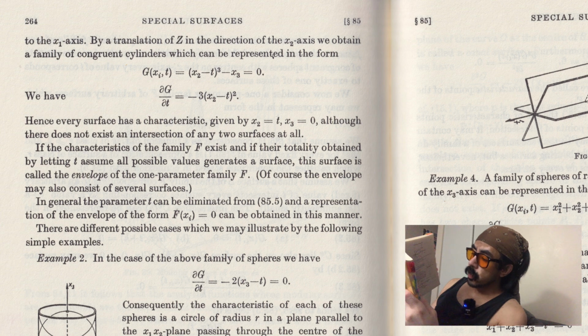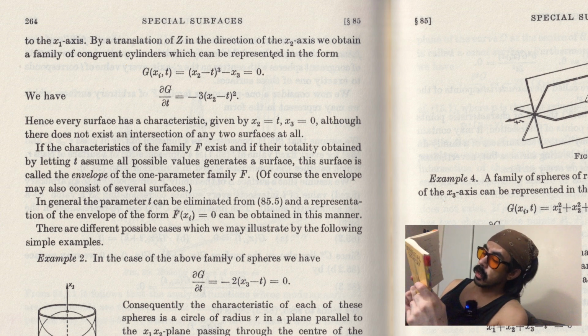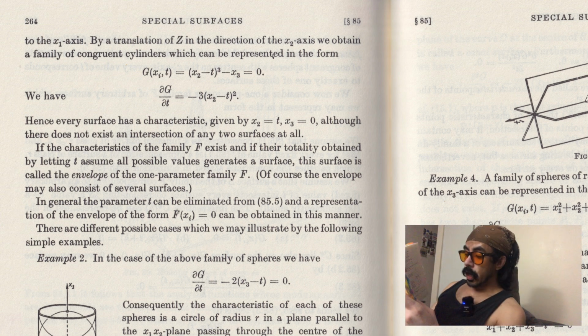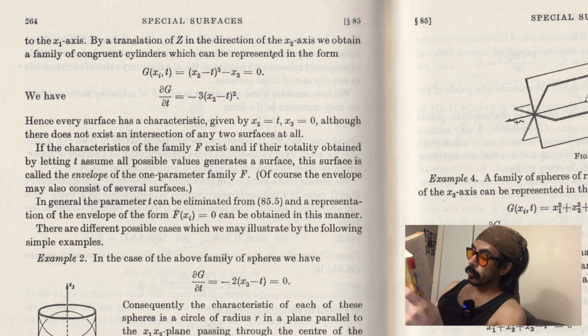If the characteristics of the family capital F exist, and if their totality obtained by letting t assume all possible values generates a surface, this surface is called the envelope of the one-parameter family capital F. Of course, the envelope may also consist of several surfaces. In general, the parameter t can be eliminated from the definition of a characteristic, and a representation of the envelope of the form capital F in terms of xi equals 0 can be obtained in this manner.